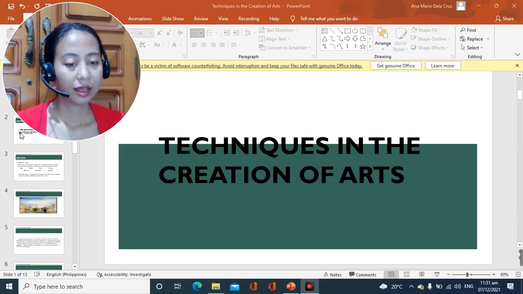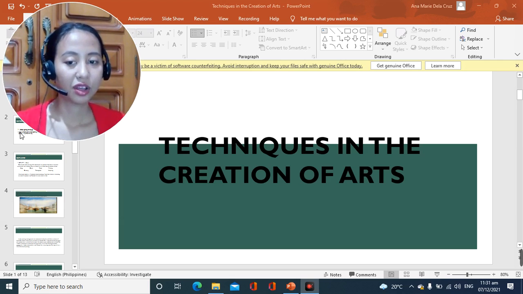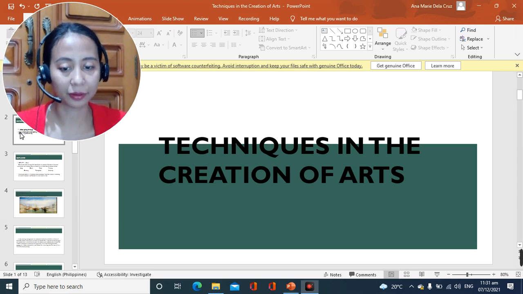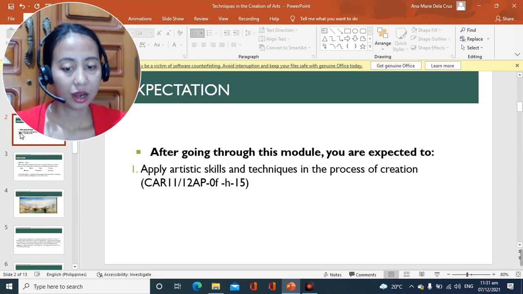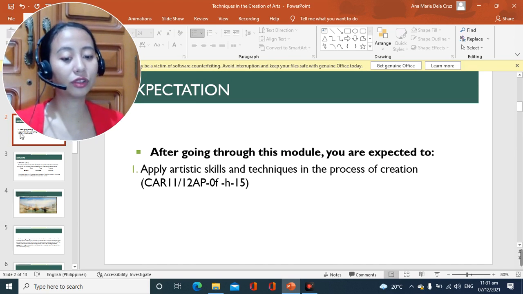Now, this technique, we have to apply those materials, and we will discuss the ways to combine those materials to create an art. After going through this module, you are expected to apply artistic skills and techniques in the process of creation.